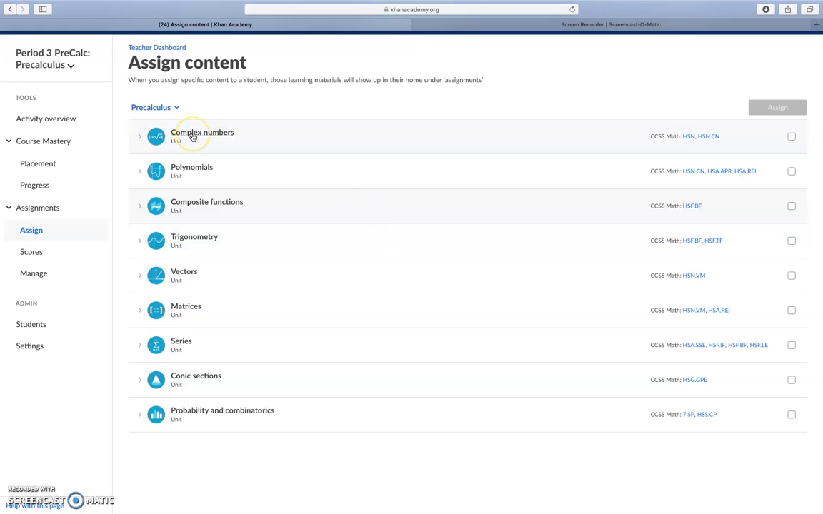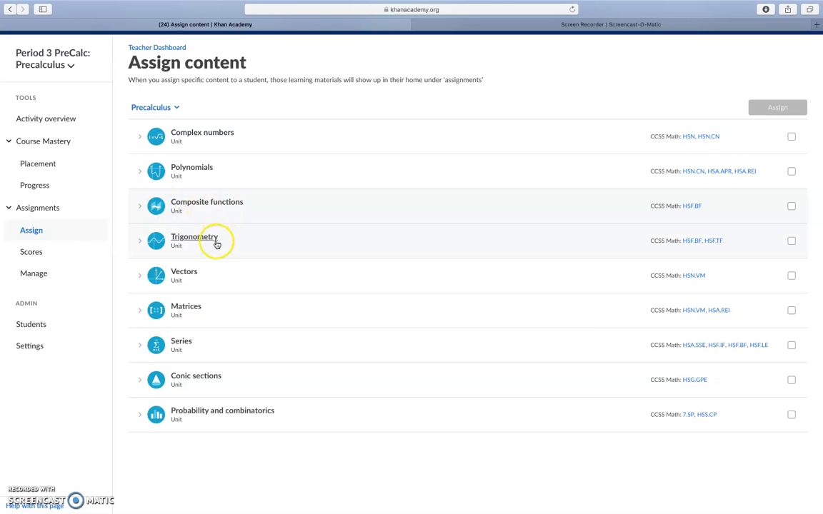We are going to start a new unit, the last unit of Precalculus on Khan Academy. We covered complex numbers already, so we talked about imaginary numbers way back when. We've covered polynomials, that's when we did that long division stuff. We've talked about composite functions, that's when we had f of g of x and things like that.